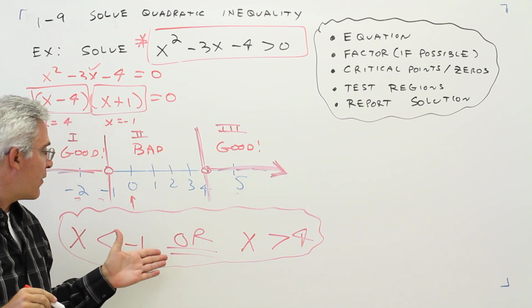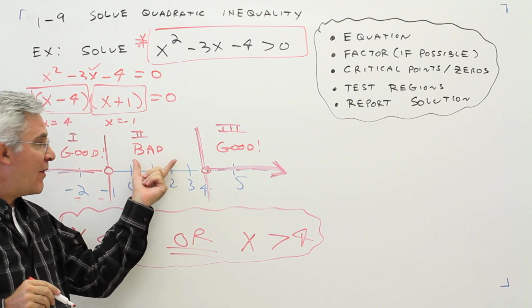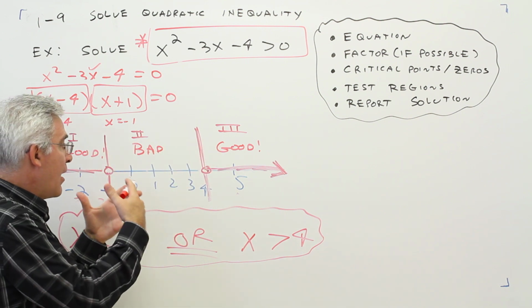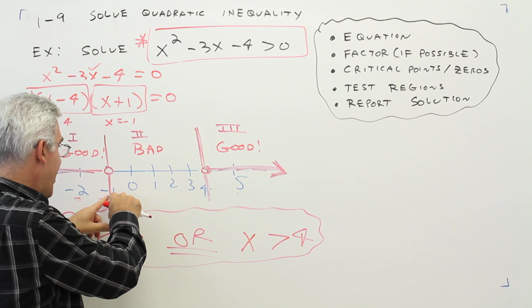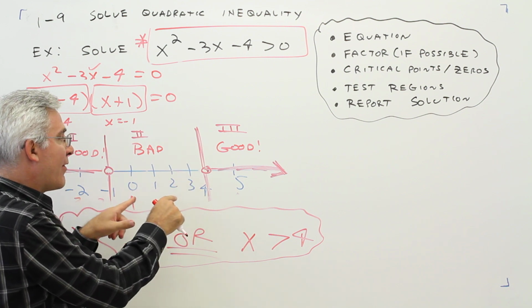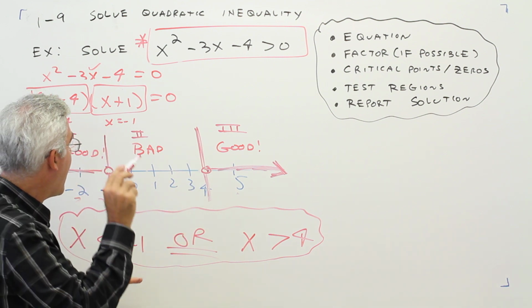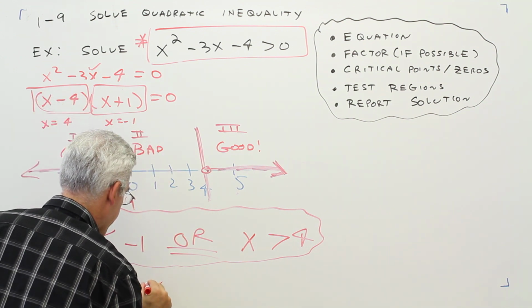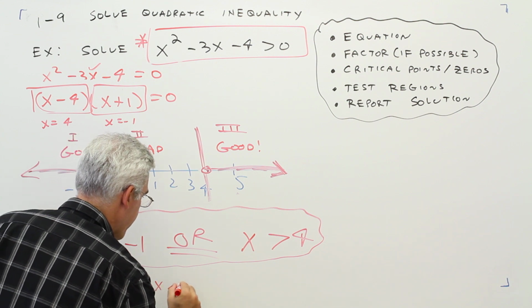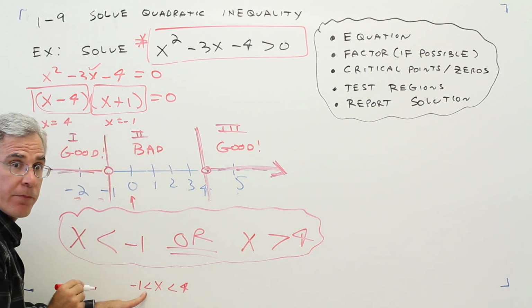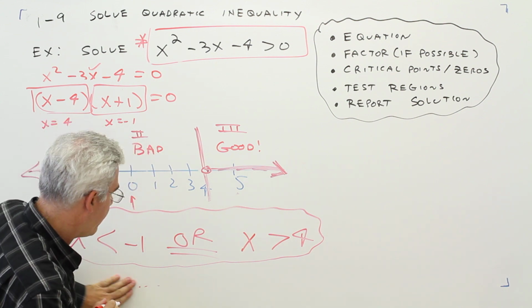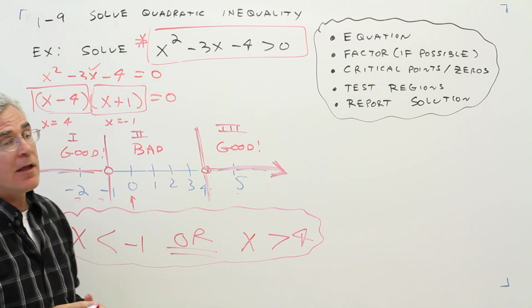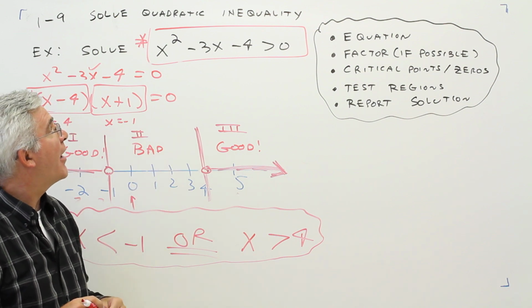And just to make sure you understand, if this region was good and these regions were bad, then my answer would be x is greater than -1 and less than 4 at the same time. So this is not the answer, but if it was, I would have written it this way. Okay, so let me erase that. So this is my answer. So there you have it, how to solve a quadratic inequality.